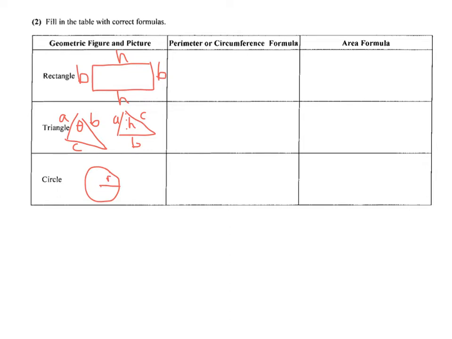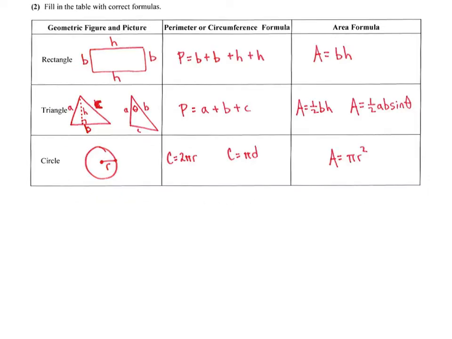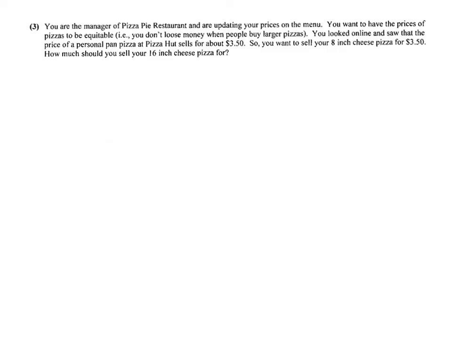Pause this video, and when you're done, pick up your red pen and check your answers. Okay, go ahead with your red pen, check your answers, make sure you're all good with perimeters and area formulas. Make sure you have both area formulas for your triangle.